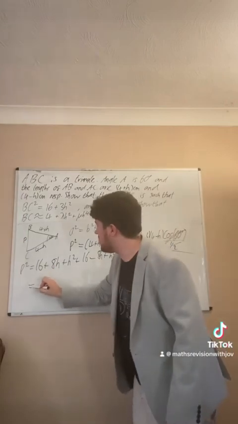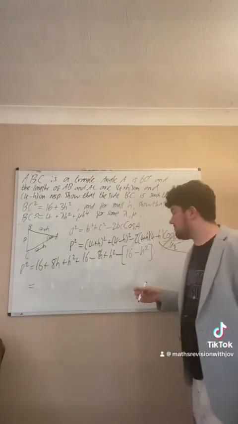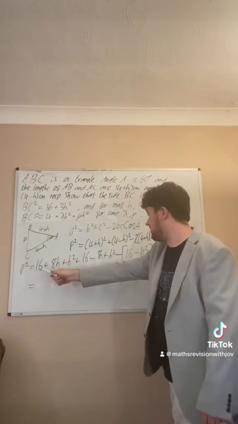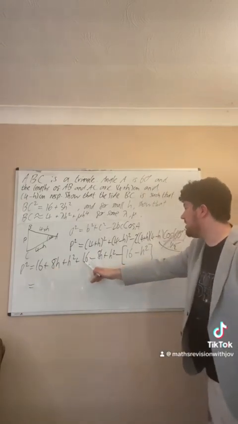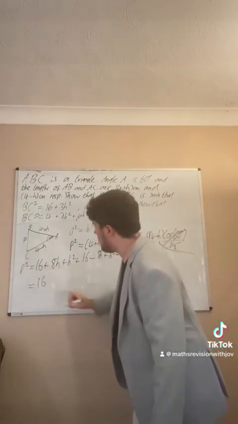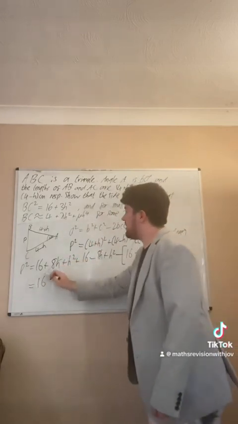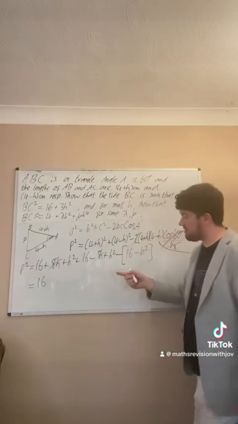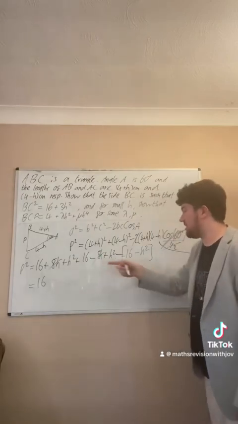We've now got some simplification to do. We've got 16 over here, another 16, that's 32, and then we've got a minus 16 in here, so we're back to 16. We've got an 8h here, and an 8h here, a minus 8h here, so they cancel out, so that's all the h terms.